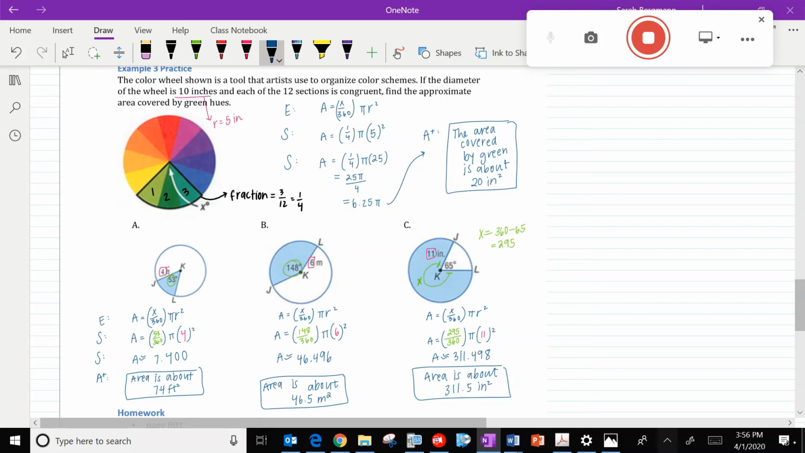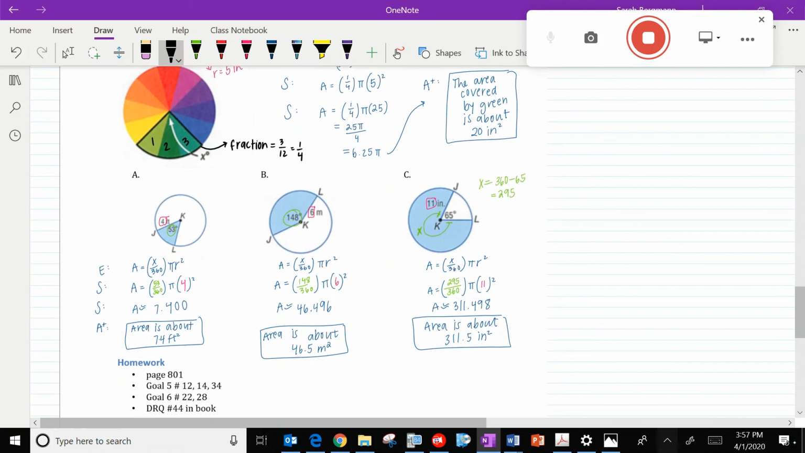So you could, again, find the central angle measure if you wanted to by dividing 360 by 12 and then multiplying that by 3 since there's 3 sections. But it's not really necessary if you already know the fraction of the circle you're talking about. Plug that in for the fraction of the circle, plug in 5 for radius, and you'll be able to solve it from there. For these below, the most difficult one, I think A and B are pretty easy.